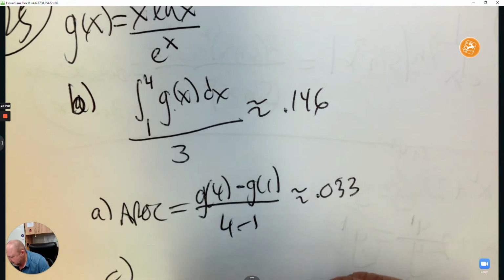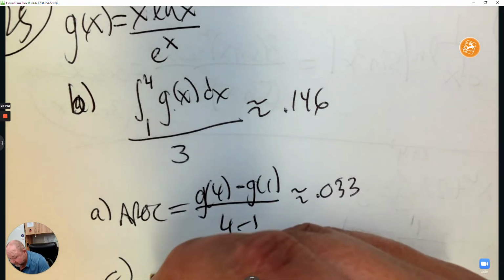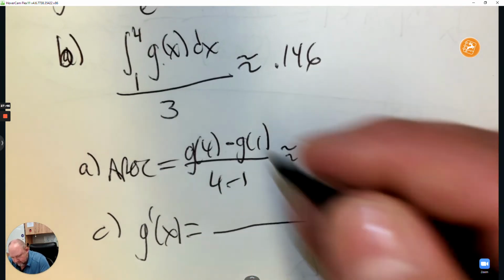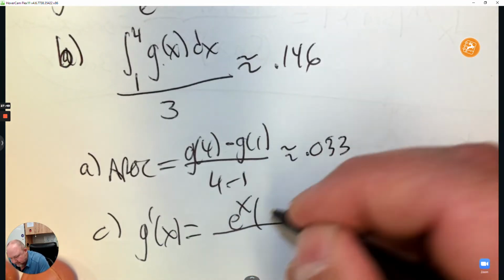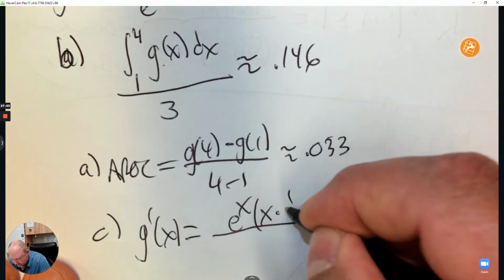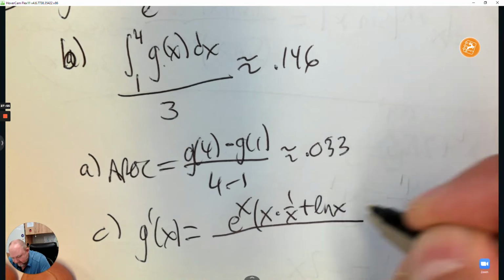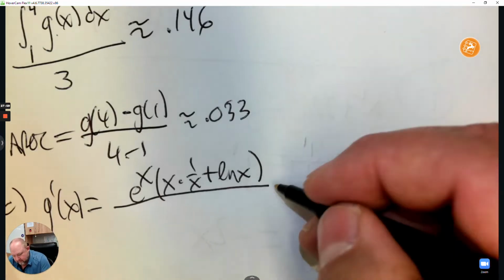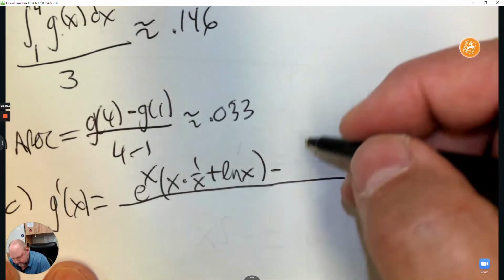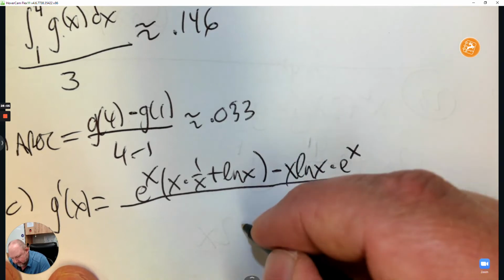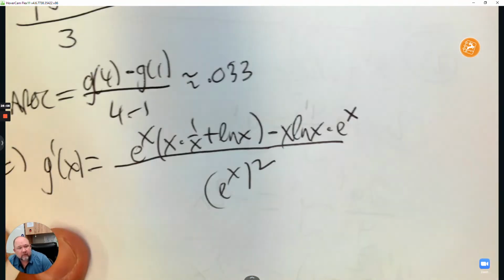Part C, IROC is just the derivative. This is going to be the quotient rule. So the bottom times the derivative of the top, which is a product rule. So the first times the derivative of the second plus the second times the derivative of the first, which is 1. Subtract the top times the derivative of the bottom, and then the bottom squared.